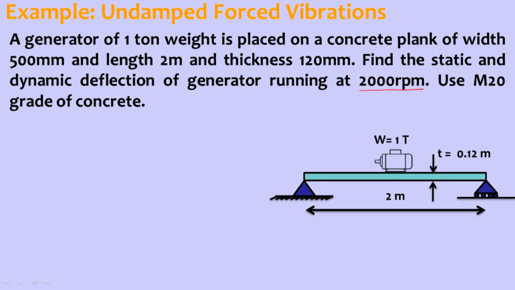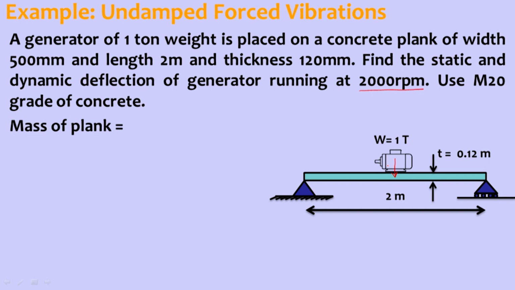So, it is simply supported, length is 2 meters, the weight of the generator is 1 ton, and the thickness of the slab is 120 millimeters. We are placing this at the center. If this is placed at the center, then it will automatically cause a deflection. So, using that we can find the stiffness of the system. Let us first find the system properties.